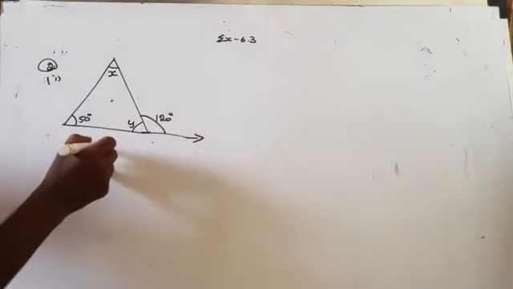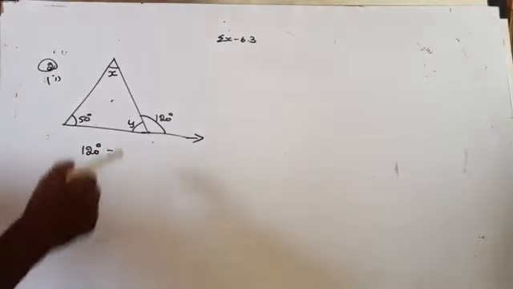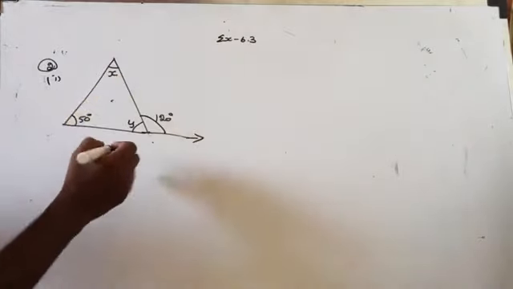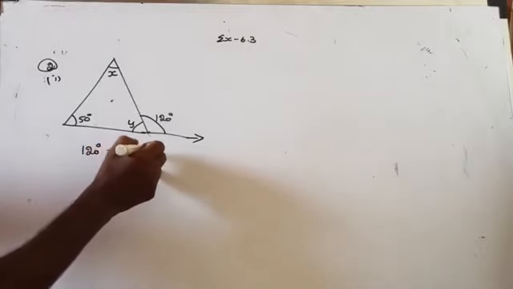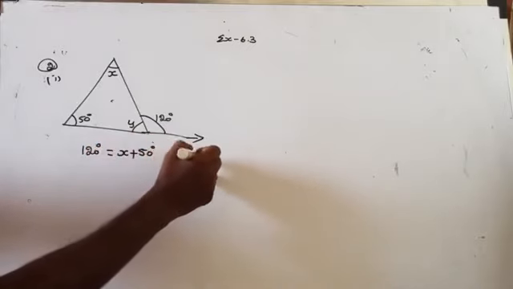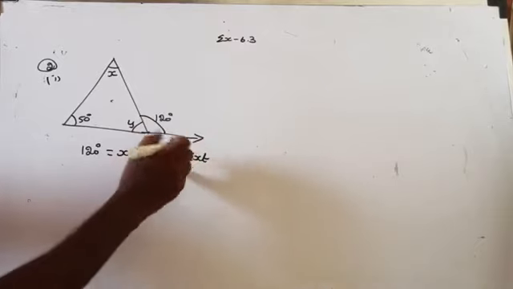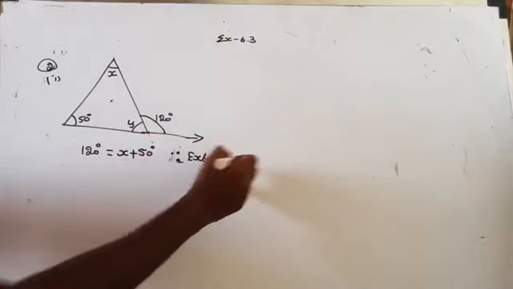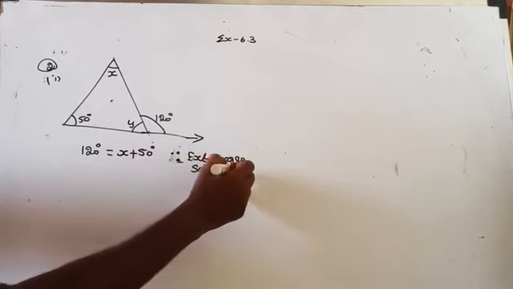So 120 degrees is equal to, which one is interior? Y is an interior angle. That is equal to the sum of the opposite angles to the interior. What are the two opposite angles to the interior? X and 50 degrees. X plus 50 degrees, by the exterior angle sum property. Now find the value of x.